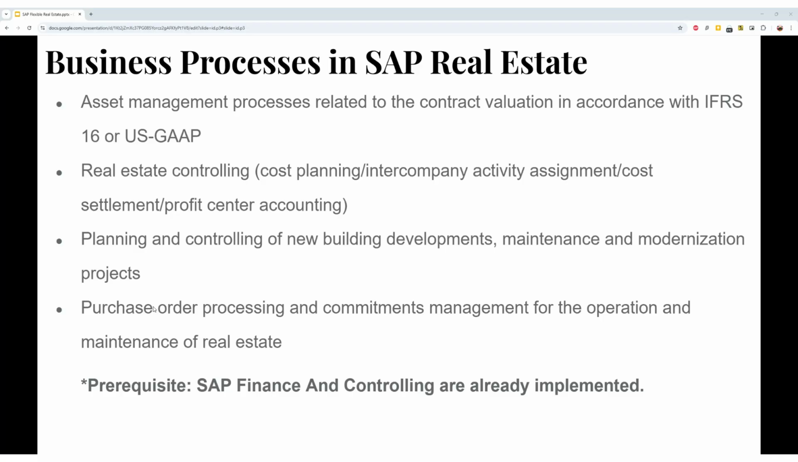Of course, to utilize these features, SAP Finance and Controlling must already be up and running. It cannot work in isolation.